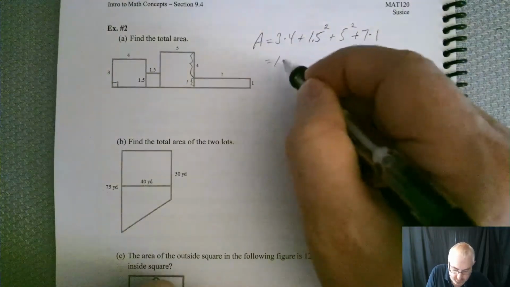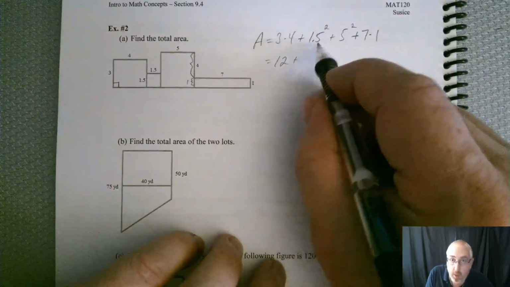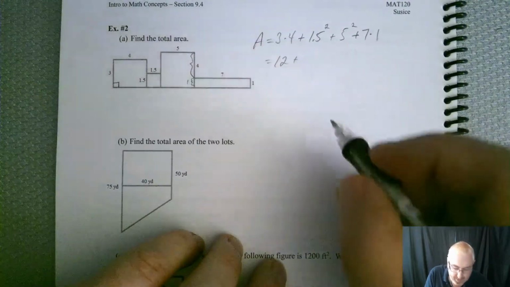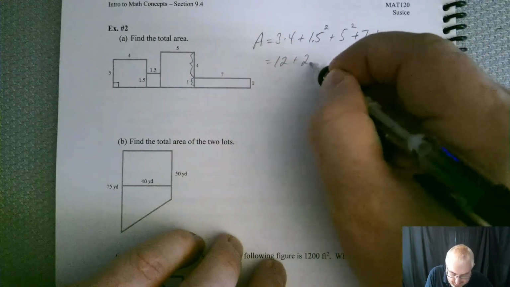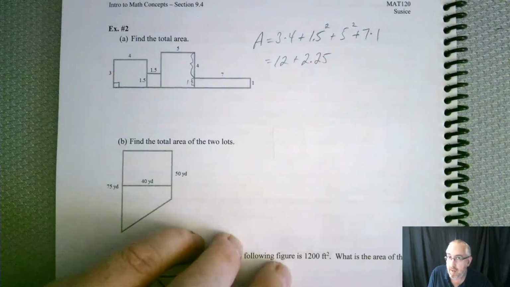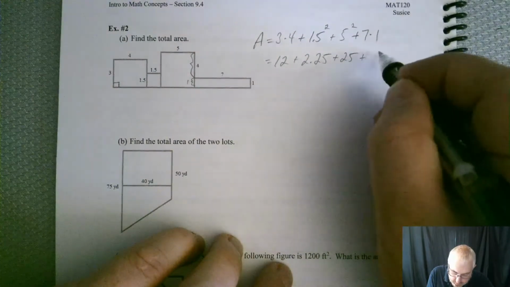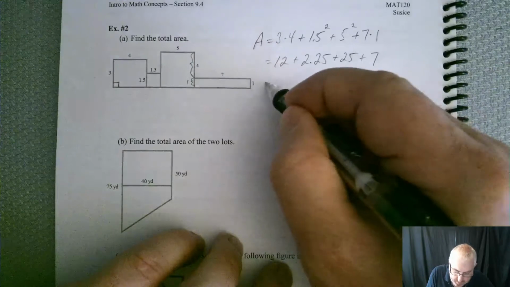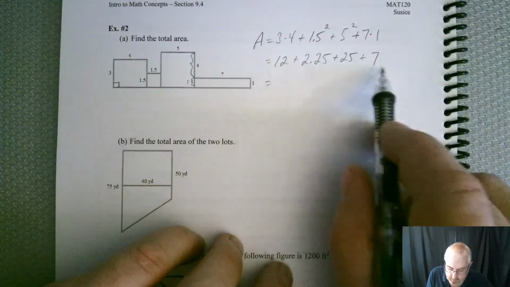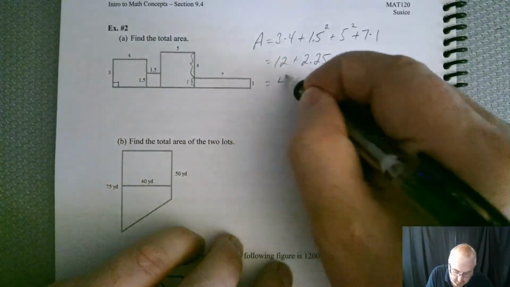So we got 12 here. 1.5 to the second power is 3. You better not say yes. It's going to be 2.25. 1.5 times 1.5 is 2.25. And then we got a 25 here, and then we got 7 there. So looks like we're going to have 32, 44, 46.25.